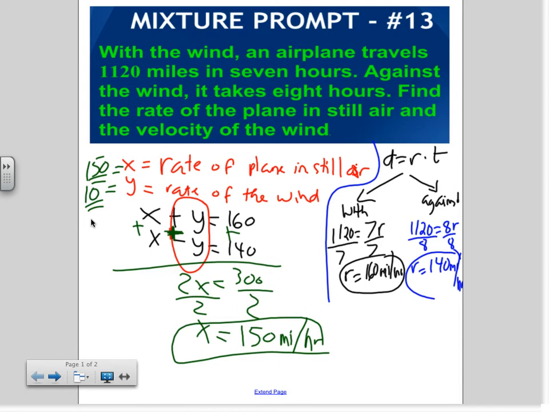Any questions on this? This particular problem will also work for the river problem too. A boat in the river, going against the current or with the current, is the same concept. You just have to make sure you know. And by the way, you're still using distance equals rate times time. Okay? All right.